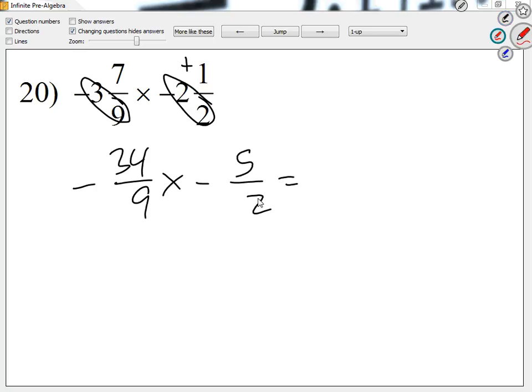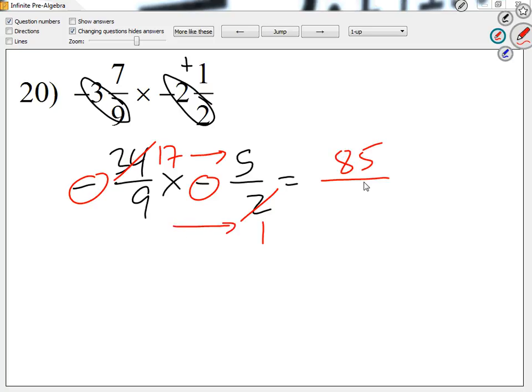Simplify if you can. My 2 and my 34, let me divide each by 2. I'm going to divide them. So my answer, I know negative times negative is positive. For the top, 17 times 5 is 85. 9 times 1 is 9.